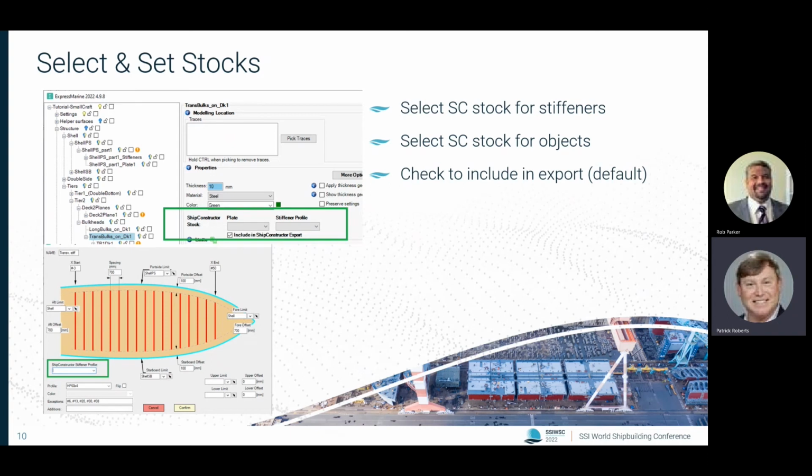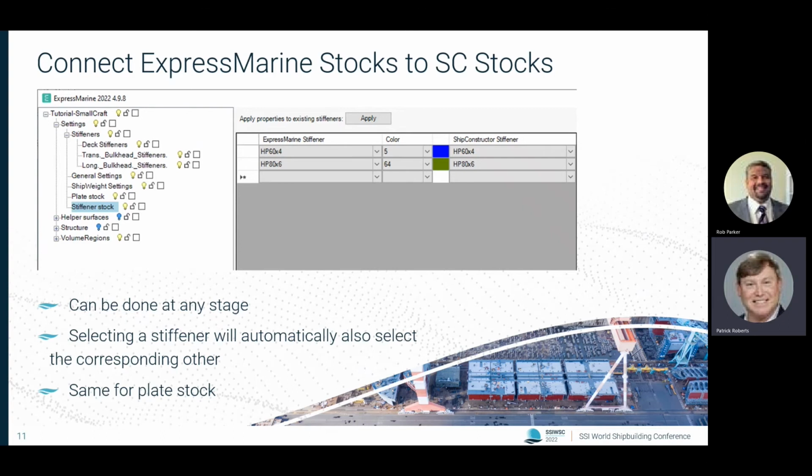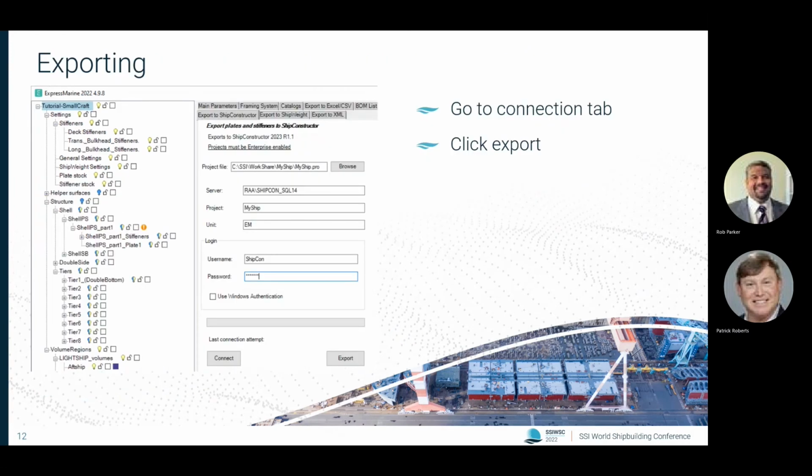So we have an easier way to do it, and that's to create a table of translating or connecting the stocks in ExpressMarine with the corresponding stock in ShipConstructor. And this you can do at any time, also after the model is finished. Then you can define the corresponding stocks, whether it's stiffeners or plates, and click a button and apply, and then it will automatically deploy the correct ShipConstructor stocks to all the stocks in ExpressMarine. So this is a quick way to do it. And that's it for preparing the export.